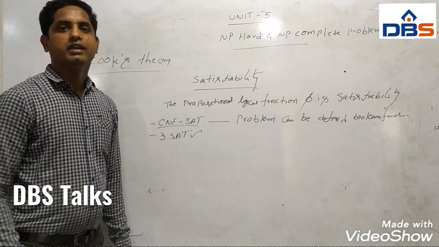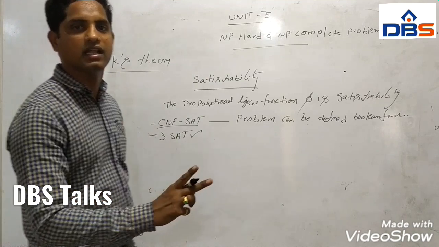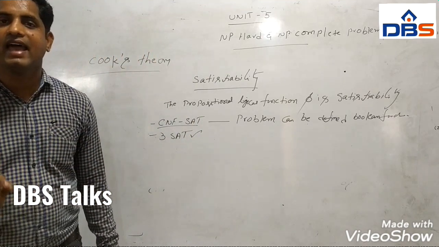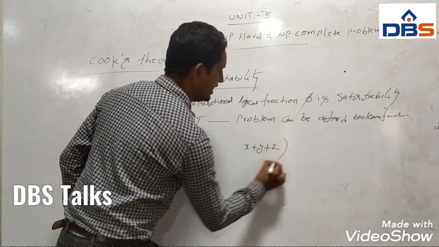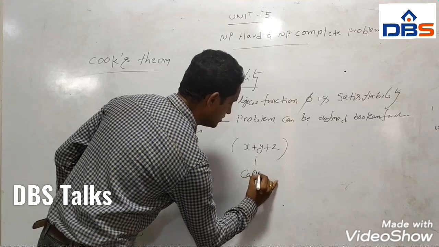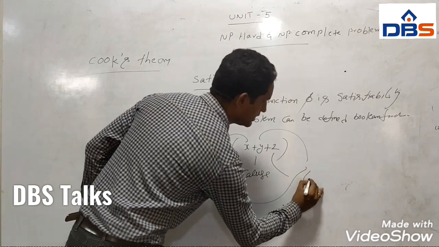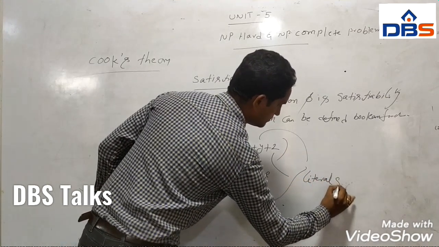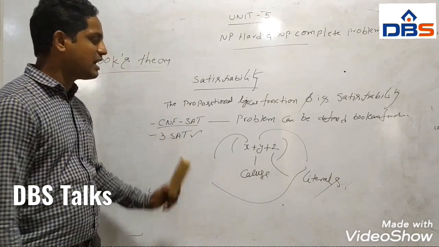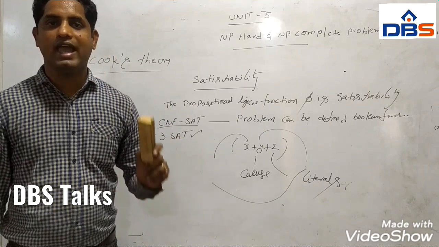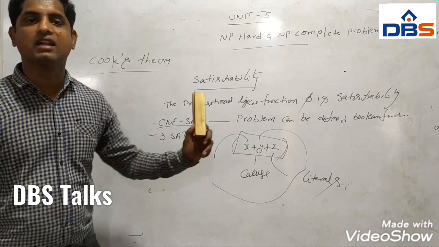Okay. Now we go for 3 SAT. In 3 SAT, each and every clause contains exactly 3 literals. Then it is called a 3 SAT problem. See, the expression x plus y plus z is a clause, and x, y, z are all called literals. So in a 3 SAT problem, every clause has exactly 3 literals.